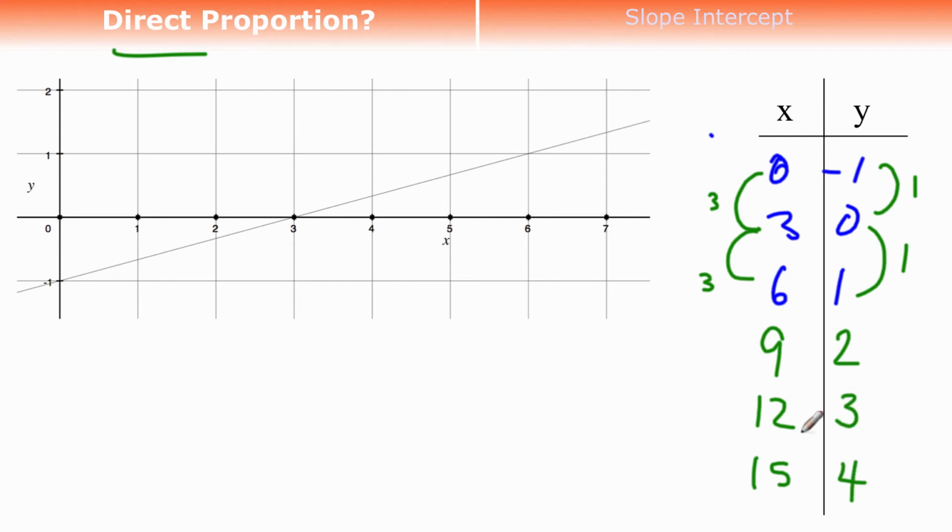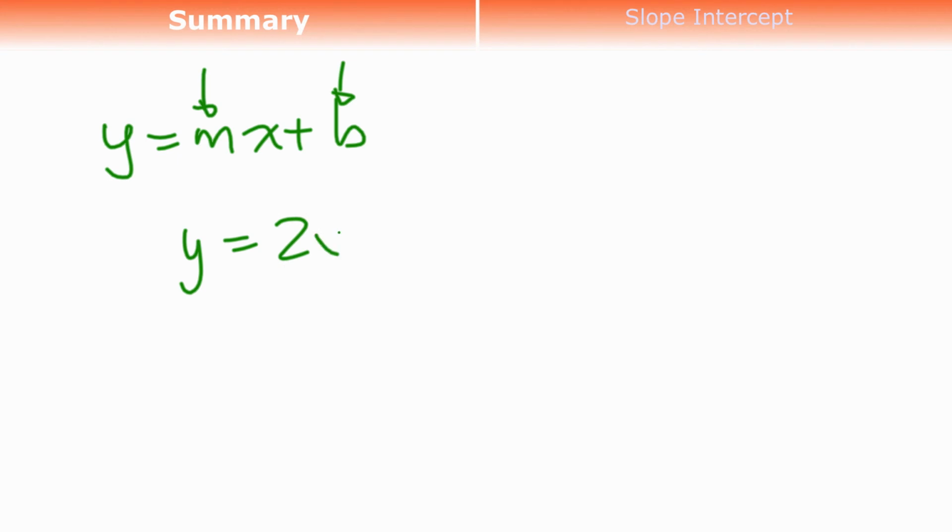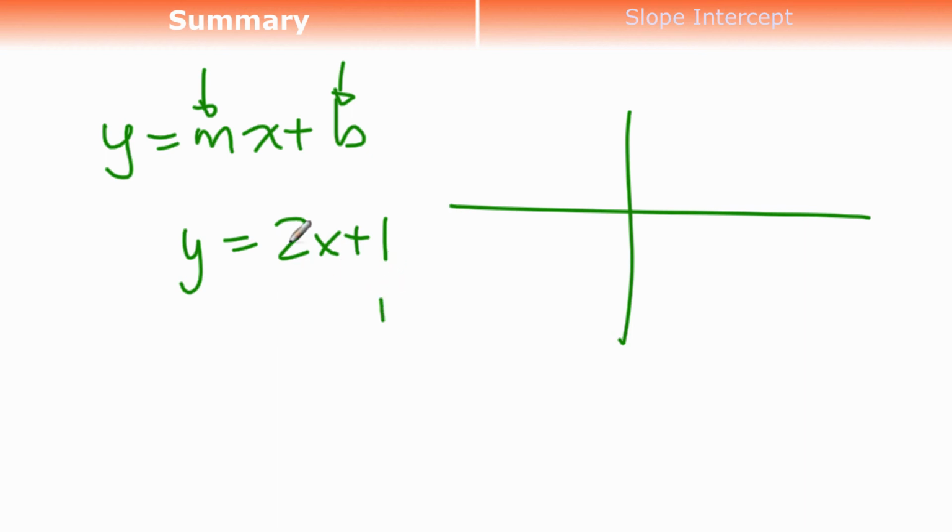Okay, so in this video we have taken just a quick look at lines and slope-intercept formulas. So we've seen that this equation here defines any line where m stands for the slope and b stands for the y-intercept. And you can take any equation like 2x plus 1 and you can graph that as long as you know what the y-intercept is, that's a 1, and what the slope is. So the slope is 2, the y-intercept is 1.